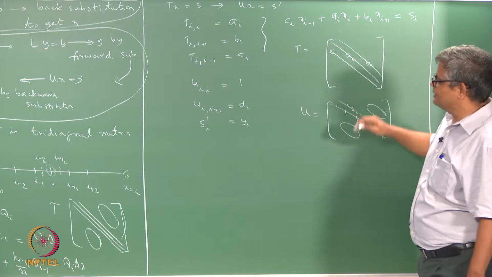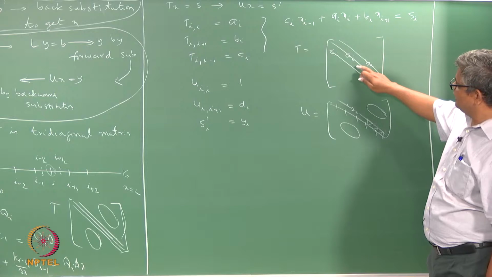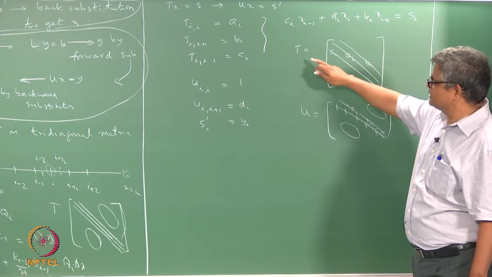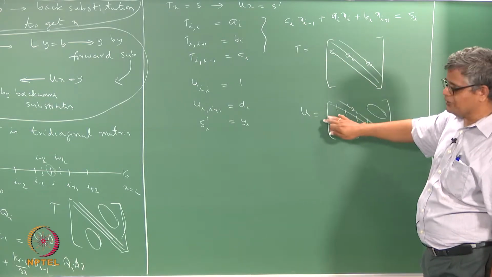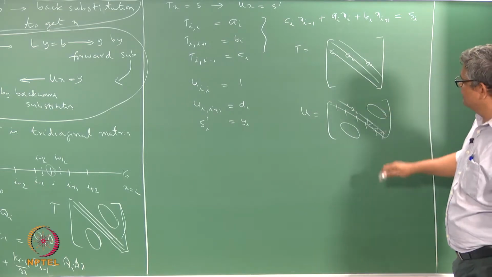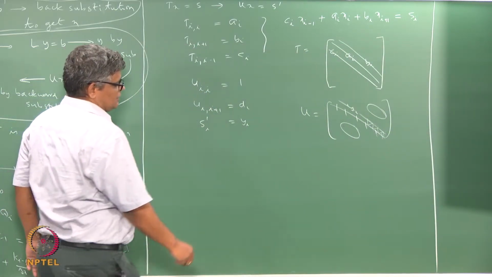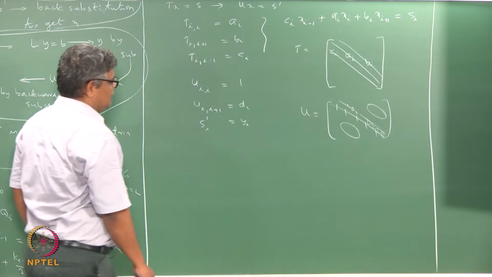So this is the idea of the tridiagonal matrix algorithm, in which a tridiagonal original matrix T is converted into an upper triangular matrix containing only two non-zero diagonals. So how can we do this conversion is the thing that we would like to have here.